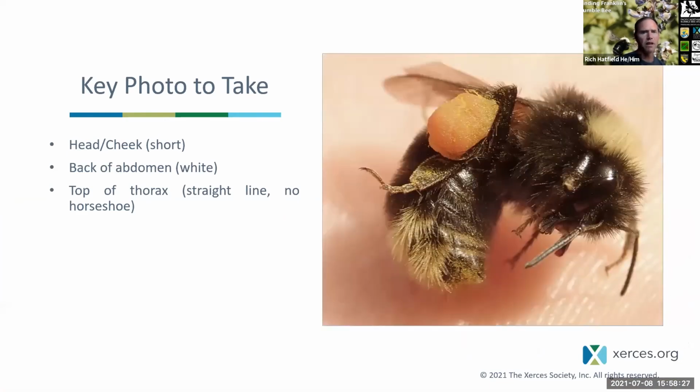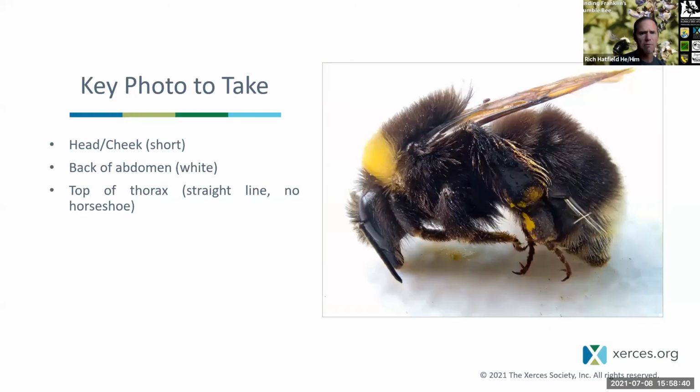And then a photo that also shows the back of the abdomen, so that shows the pale or white hairs on the back of the abdomen, is very important for this species. And then finally, similar to Bombus franklini, we'd like to see a photo of the top of the thorax. And remember, instead of a straight line here, Bombus franklini had that horseshoe shape.